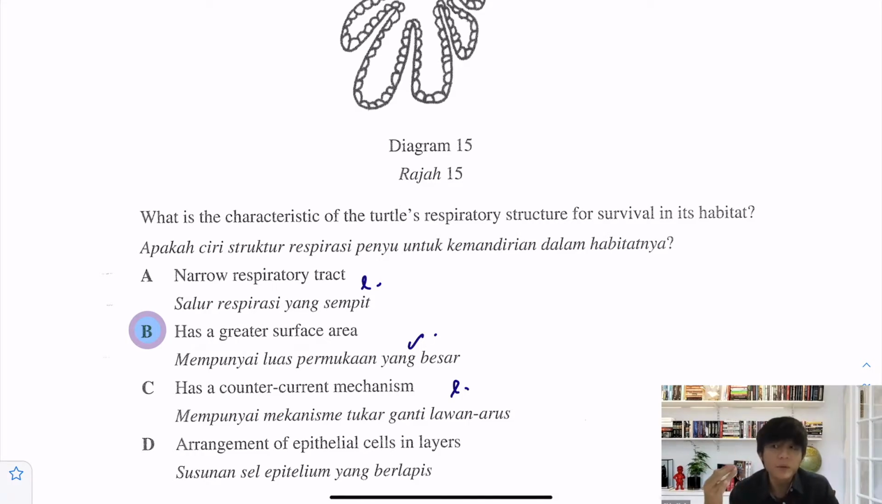The purpose of having a larger surface area is so that more oxygen can diffuse. When more oxygen diffuses, the respiratory system of the turtle is optimized, so they can breathe. They have no problem in breathing.